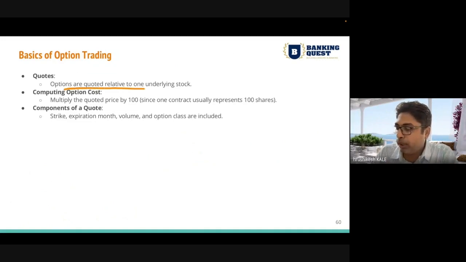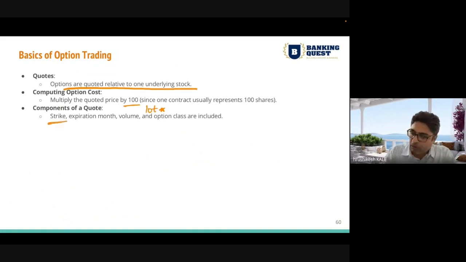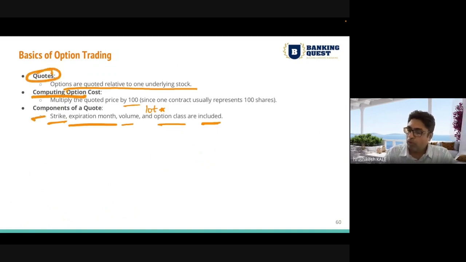Options are quoted relative to the underlying stock. You multiply the quote by 100. It's not always true from India's point of view. Multiply it by the lot size, because that's how much you need to pay. The strike price, which is also called the exercise price, expiration month, volume, and option class are included. So all these things you must know before you trade in options.